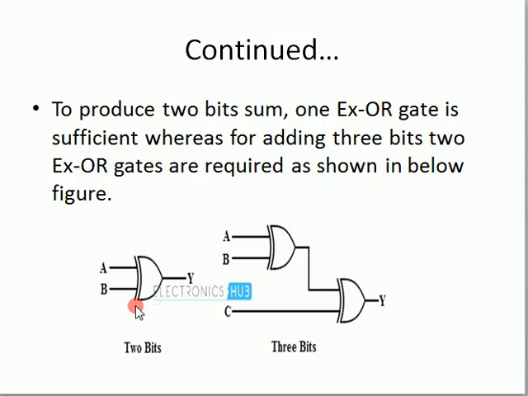So when we add 2 bits, we use only one exclusive OR gate, and if we have 3 bits, then we use 2 exclusive OR gates, as shown in this figure. You may say one is the half adder circuit and the other one is the full adder circuit, in which we are talking about the sum, here the sum, and here again the sum.